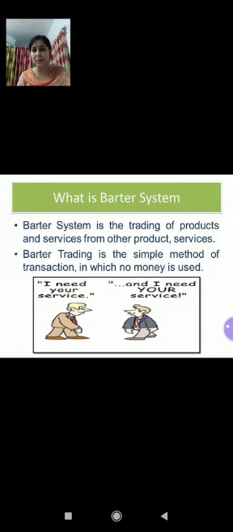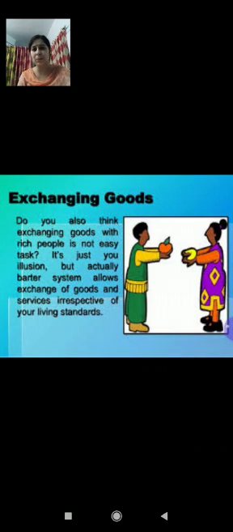So it is a system which is deprived of money. There were many more disadvantages of this system. That's why money was introduced in the economy. So children, in the barter system, the main problem was to exactly measure the value of a product in lieu of another product. Suppose, in the slide I have written, do you also think exchanging goods with rich people is not an easy task? It is just an illusion, but actually the barter system allows exchange of goods and services irrespective of your living standard. So there were many more difficulties in the barter system.